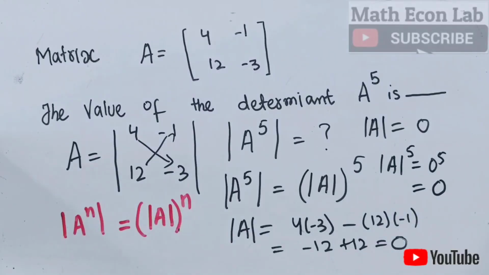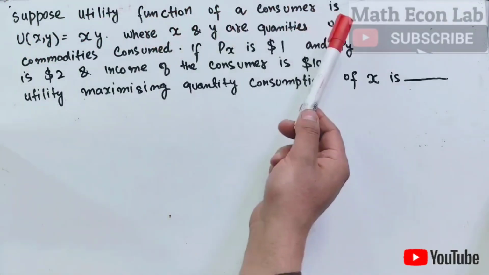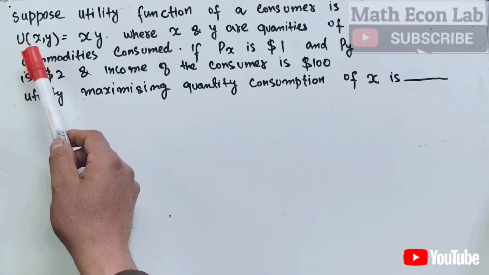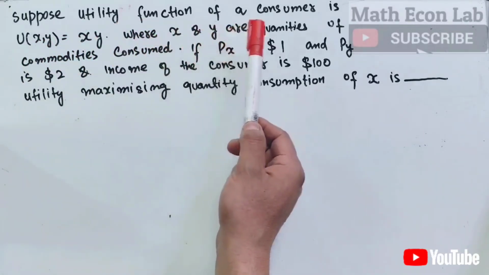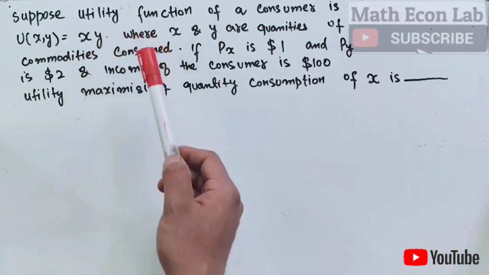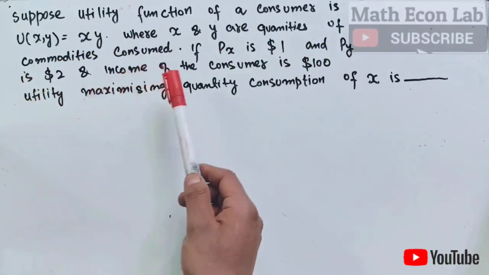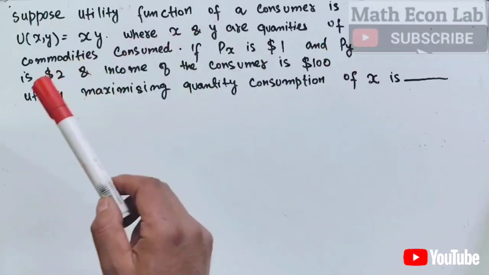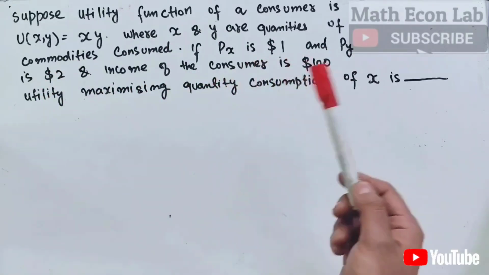The question is, suppose the utility function of a consumer is, utility is a function of two goods X and Y, which is equal to X times Y, where X and Y are quantities of commodities consumed. If the price of X is $1 and the price of Y is $2 and the income of the consumer is $100, we need to find out the utility maximizing quantity consumption of good X.